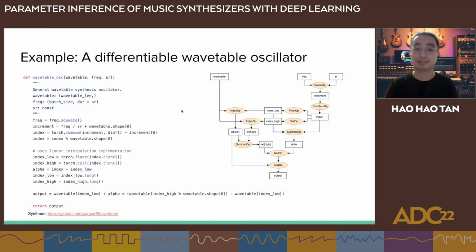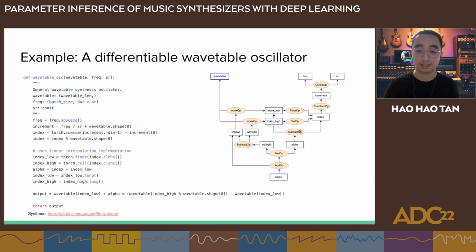Just to give an example, this is an implementation of a wavetable oscillator in PyTorch. You can see that all the operators here are differentiable. Let's say you want to train a learnable wavetable, where you want to learn the wavetable from an audio segment. You can calculate the loss function from your output. Because this is differentiable, you can backpropagate the loss until your wavetable, and you can learn your desired wavetable from the audio itself.